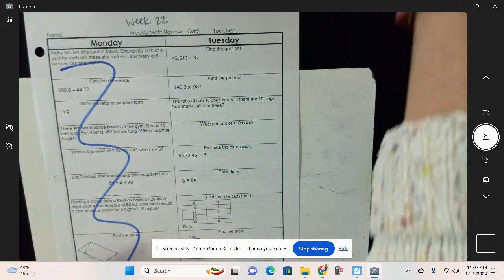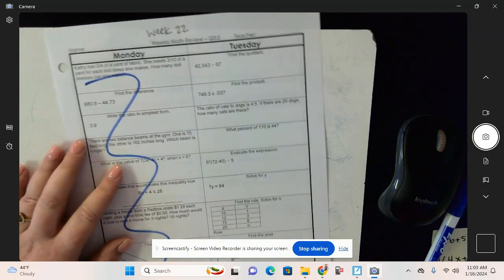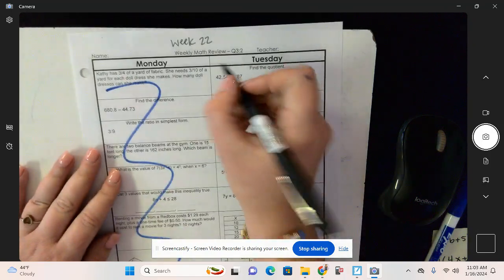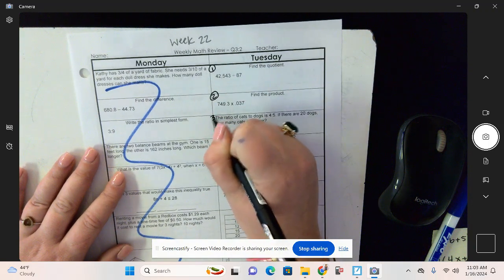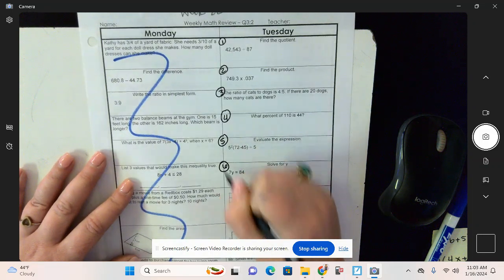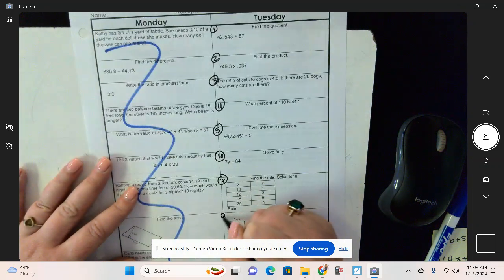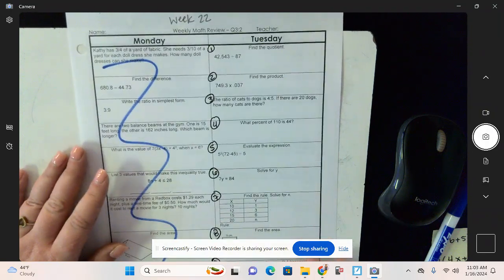So what I recommend you doing, so that when you go into Edulastic and you put your answers in at the end of the week, it'd be easier to find, I would go ahead and number these 1, 2, 3, 4, 5, 6, 7, 8, and 9 so that you know which ones is which.